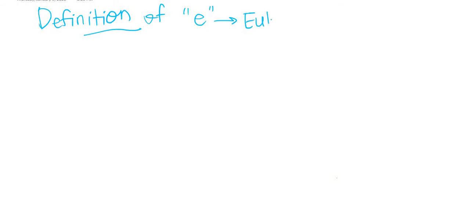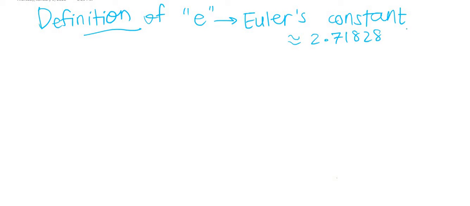Now we move on to what's called the definition of e. And e is basically Euler's constant. It is approximately equal to 2.71828. Yeah, it's kind of transcendental. Okay, so now there is an identity here.